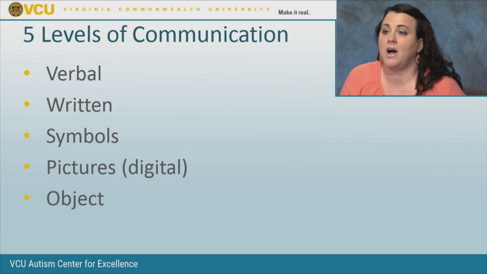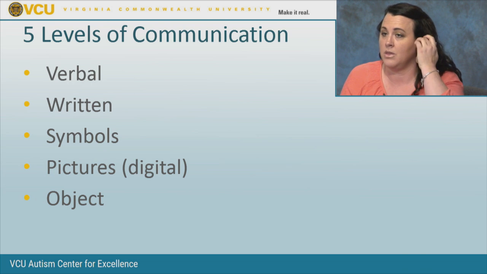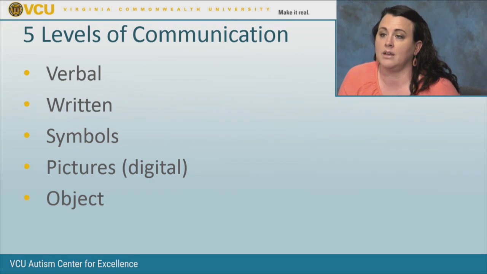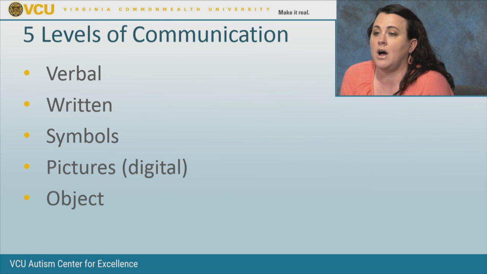They are as follows from highest to lowest. Verbal, students at this level are able to communicate and express themselves using words. Written, these students understand written language and are able to write to communicate. Symbols, students at this level are able to understand what symbols represent when communicating. Pictures, students at this level require actual pictures of what it is you are trying to communicate. And object level, these students are your lowest students and they require actual objects of what it is you are trying to communicate for them.